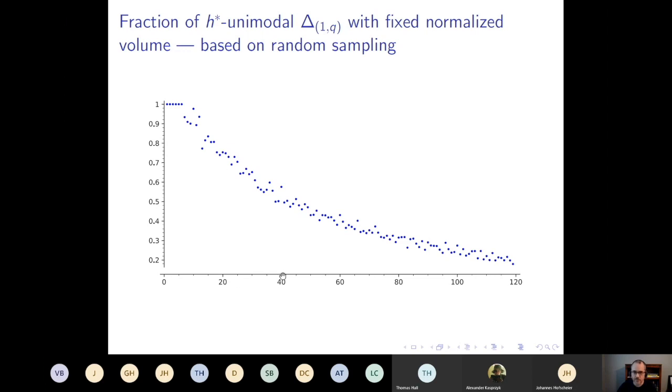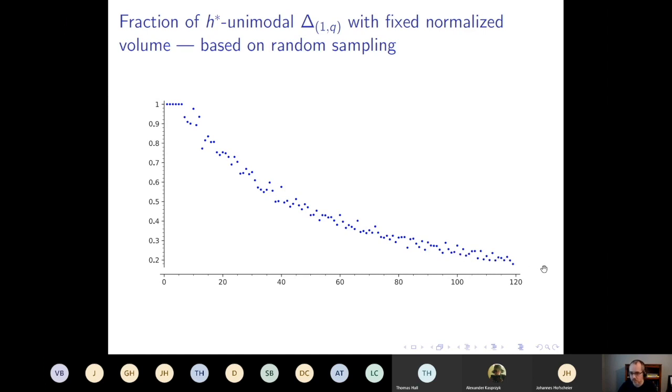If the normalized volume is 40, it's around 50%. Again, these are approximate values, but we have exact values for these, and it's pretty close to this plot. And as you move up in normalized volume, you see that most of the delta 1 Qs do not have a unimodal H-star polynomial. And so one question is, where is this going?